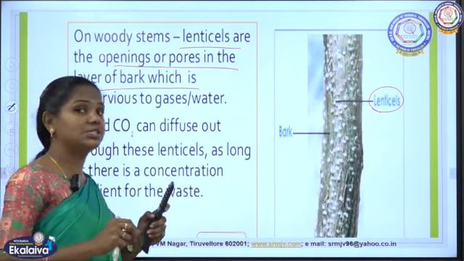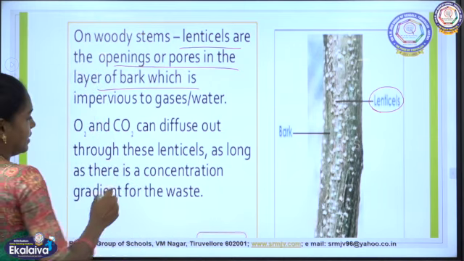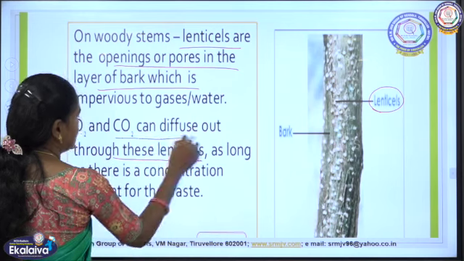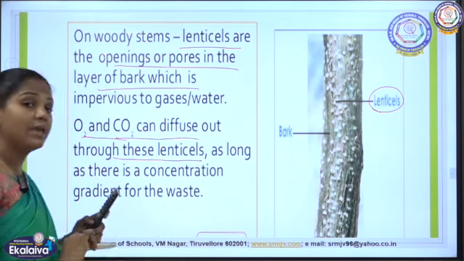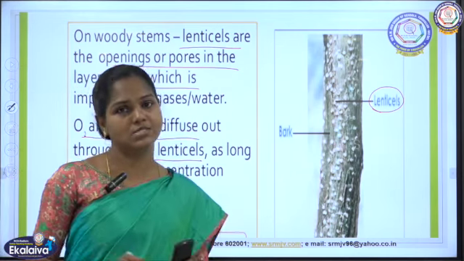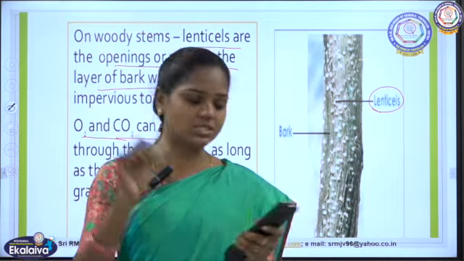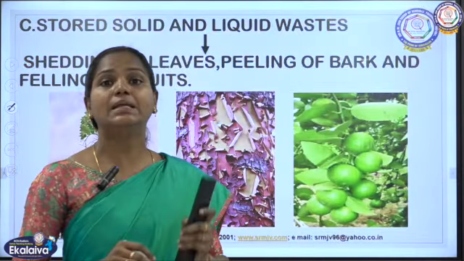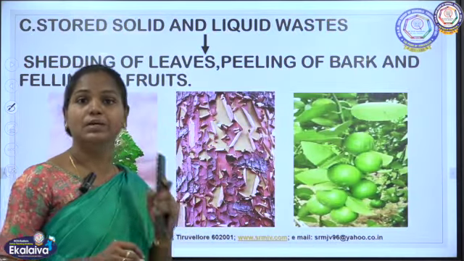So all this gaseous waste can be liberated out through these lenticels by the process of simple diffusion due to the concentration gradient. So this is how the gaseous waste is liberated from the body of the plant.